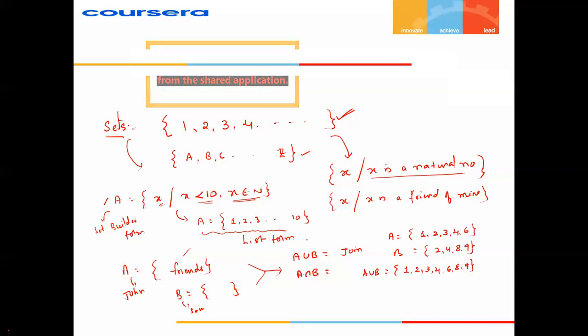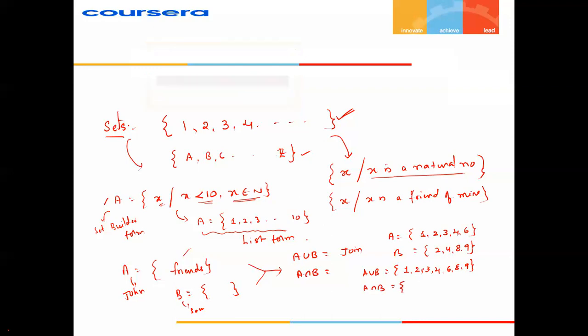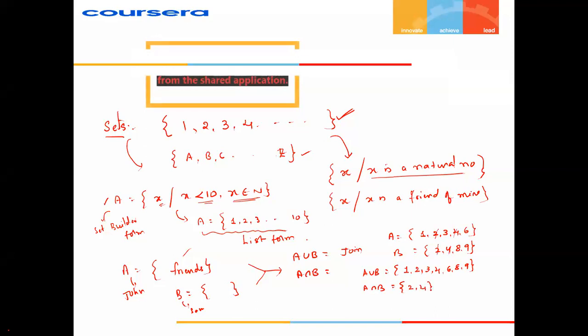A intersection B means who are the common friends. That means common elements between these two, right? Then we list out: 2 is there here, 2 is there here, 4 is there here, 4 is there here. Like this, we try to understand the set theory concepts.